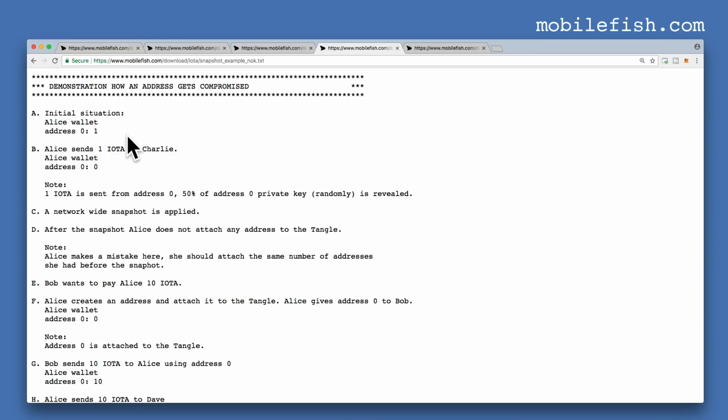Alice's wallet address 0 has 1 IOTA. Alice sends 1 IOTA to Charlie. 1 IOTA is sent from address 0. 50% of address 0 private key is revealed. Now a network-wide snapshot is applied.